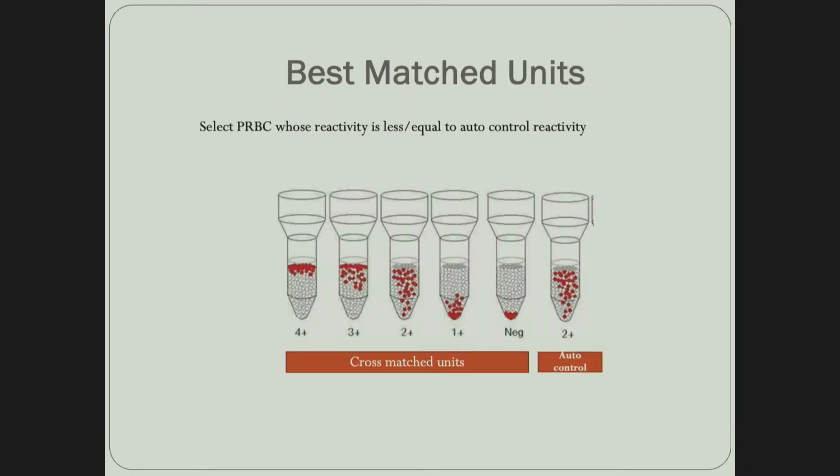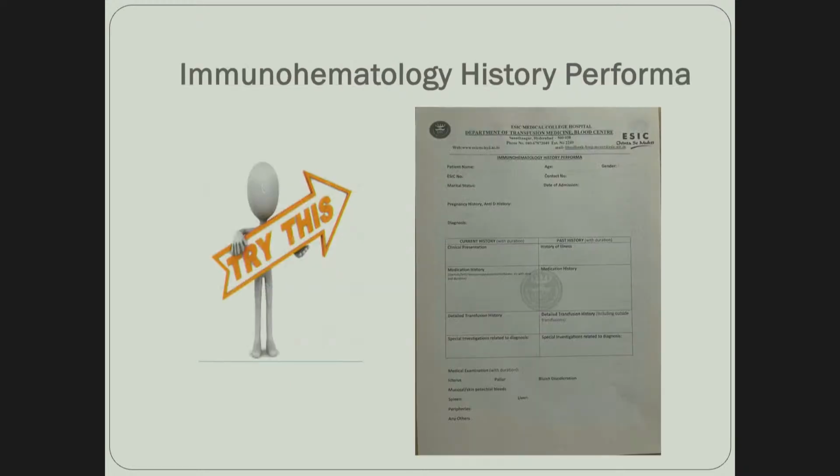This is the best matched unit, what they ideally do in blood banking. Here is your auto control, which is giving 2+ incompatibility. Ideally you may get a compatible unit in a few cases, but if you don't, a unit whose strength of reaction is less than the auto control may be selected for transfusion. So this is what we do at our setup.